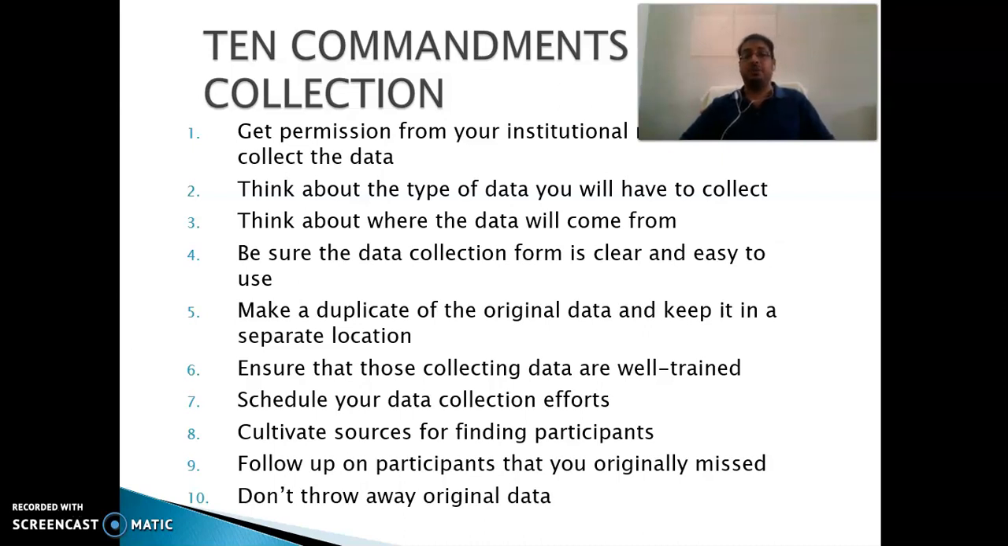Then the next commandment, follow up on participants that you originally missed. Then, don't throw away original data. After getting data, you should not throw away original data. You should keep it for your future reference.